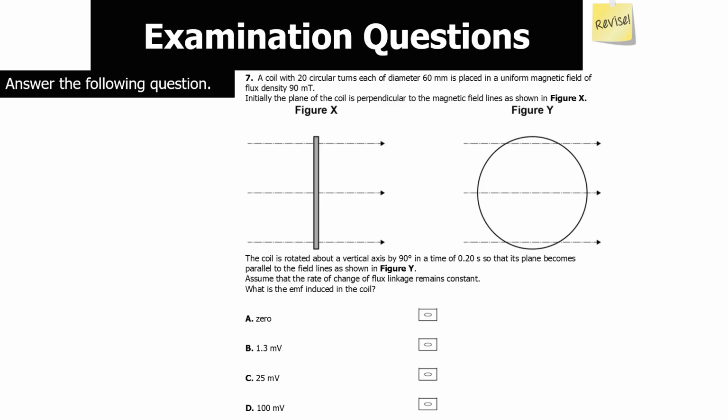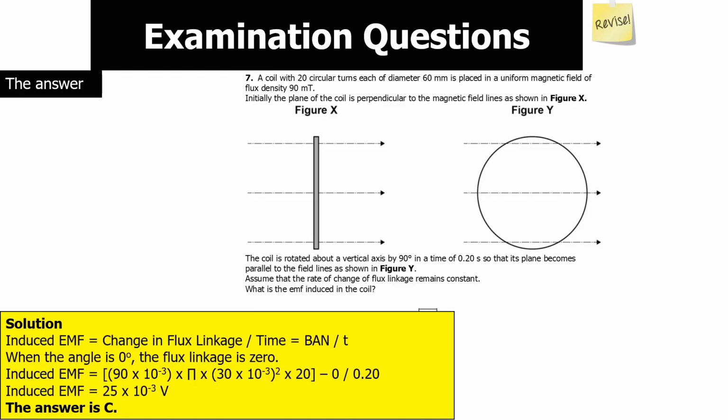placed in a uniform magnetic field of flux density 90 milliteslas. Initially, the plane of the coil is perpendicular to the magnetic field lines as shown. The coil is then rotated about the vertical axis by 90 degrees in a time of 0.20 seconds so that its plane becomes parallel to the field lines as shown in figure Y. Assume the rate of change of flux linkage remains constant. What is the EMF induced in the coil? So pause the video now, then unpause the video when you want to go through your answer.